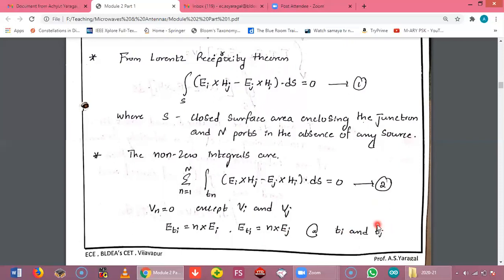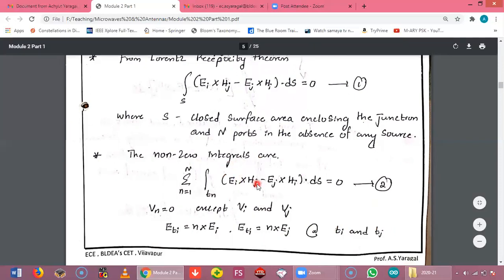So non-zero integrals here, where we are having certain electric and magnetic fields. Only at the ith port and the jth port we are having the electric and the magnetic field. Those two ports only will be considered in the second equation here. Considering that one, we'll go to the next.